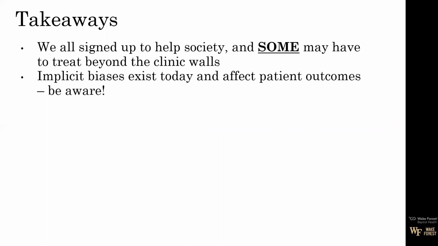Implicit bias exists today and affects patient outcome. So even when we're inside the clinic, the way we perceive certain people can affect their outcomes. And we have to be very aware of that. So before you even enter the patient door, check your biases, look at their social determinants of health, be considerate, make sure you're giving the best care based on what they need rather than your implicit biases. And it's hard.